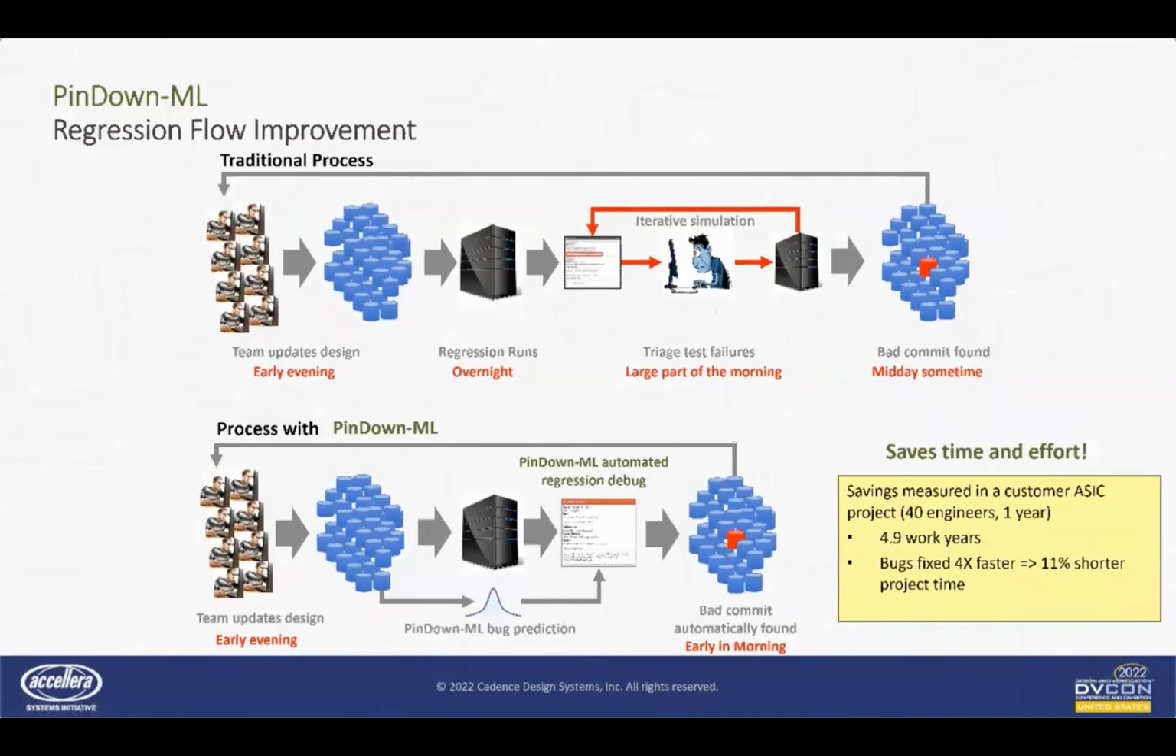So the last missing piece of the automatic regression flow is to also automate the debug process. And that's what Pinpoint is trying to do, remove the last human in this process here, who looks very sad, by the way. And we've measured at customers that it saves both time and effort as the bug churning goes faster. We measured in one project that it saved up to 5 man years and 10-11% shorter project time.